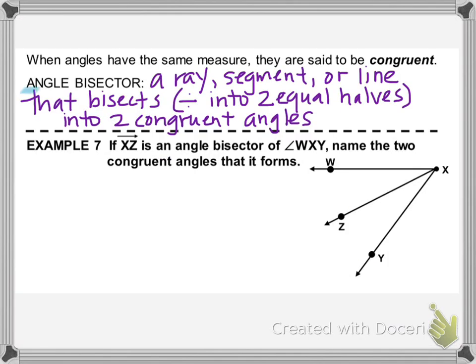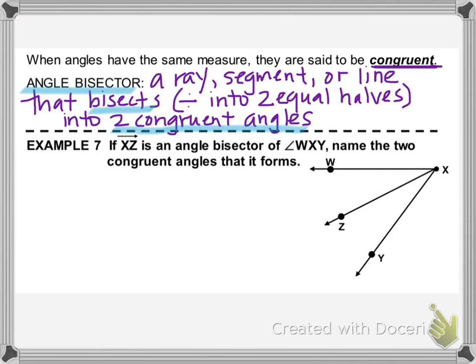So we also have this definition, angle bisector, and this is very similar to a segment bisector. So basically all the things we did with segments we're doing now with angles. So it is a ray, segment, or line that bisects. Remember, that means to divide or to cut into 2 equal halves. So it's bisecting into 2 congruent angles. Congruent just means that their measures are equal. So congruent is a word we're going to use a lot in this class.